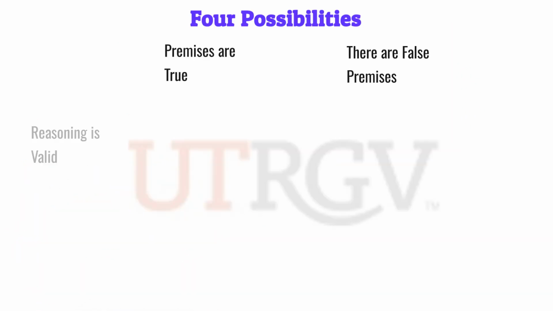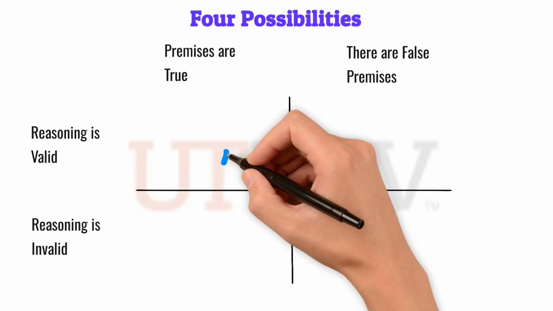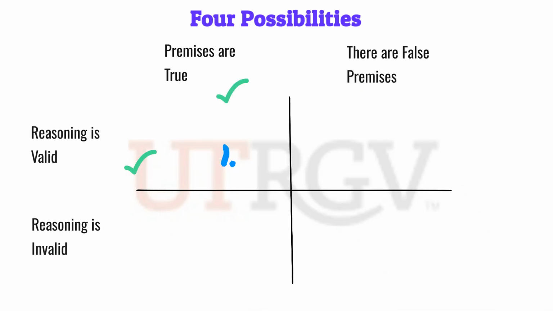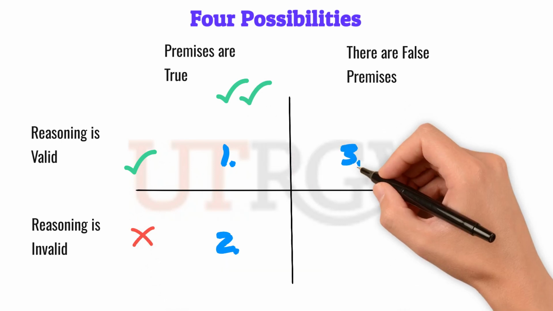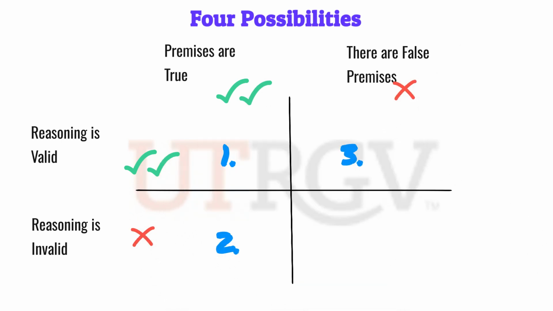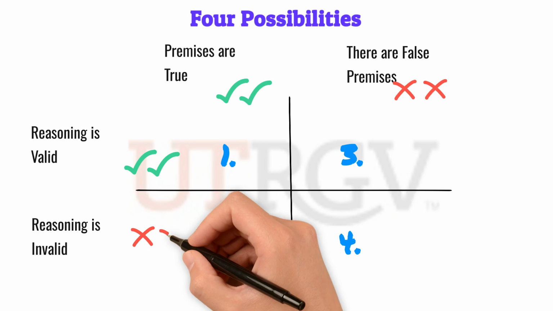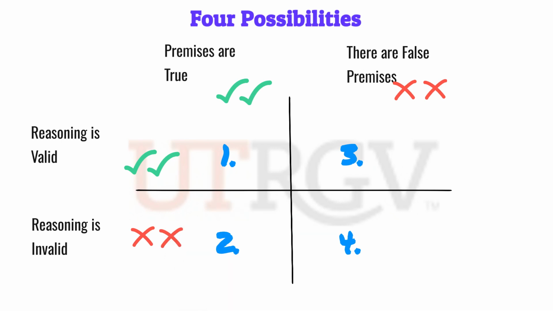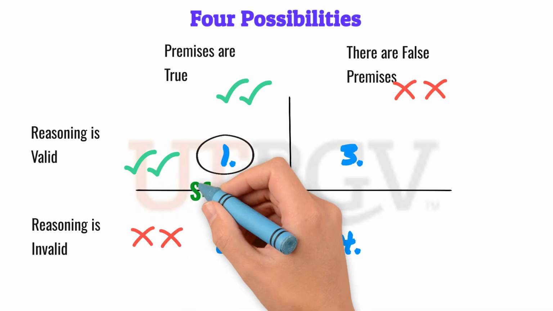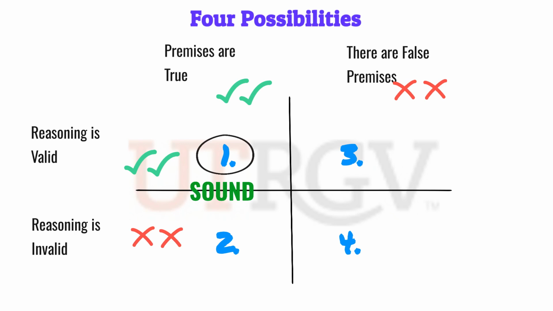As you've seen, truth and validity can combine in 4 ways: true premises and valid reasoning. That's the best kind. True premises but invalid reasoning. False premises but valid reasoning. And false premises and invalid reasoning. Only the first kind gives us a sound argument. True premises and valid logic.